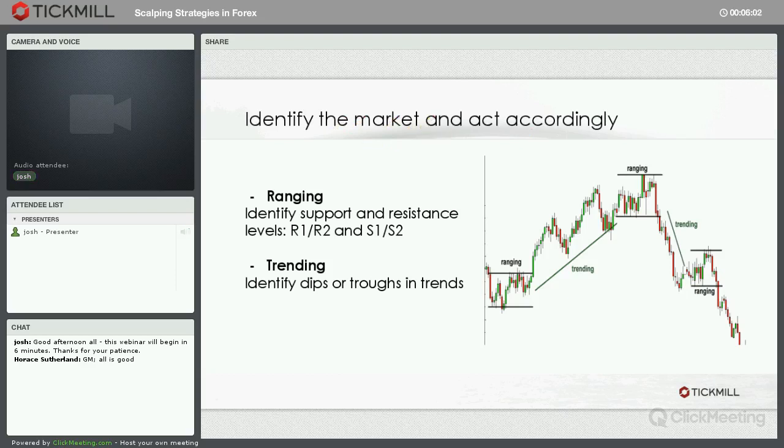Whether you're using 5-minute, 10-minute, 15-minute or hourly charts, the key thing is to identify: is the market ranging, which is effectively the price of a currency or currency pair moving between a particular support level and a particular resistance level? Now this could be S1 and this could be R1.